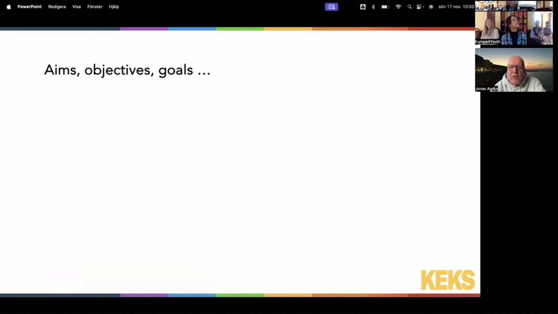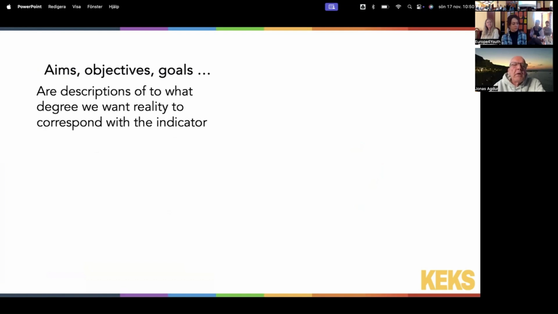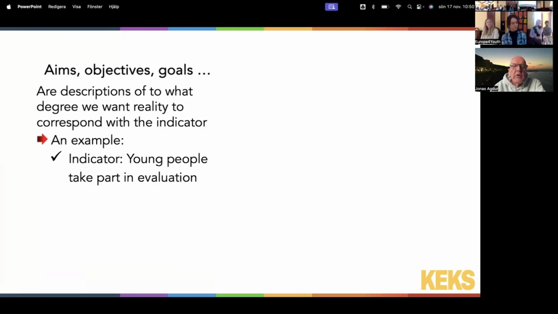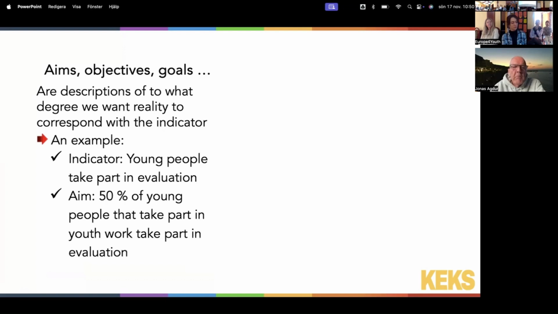Aims, objectives, and goals, then. What is this? How do they differ from quality indicators? They are descriptions of to what degree we want reality to correspond with the indicator. An example. Indicator, young people take part in evaluation. That's a quality indicator. The aim, 50% of young people that take part in youth work take part in evaluation.